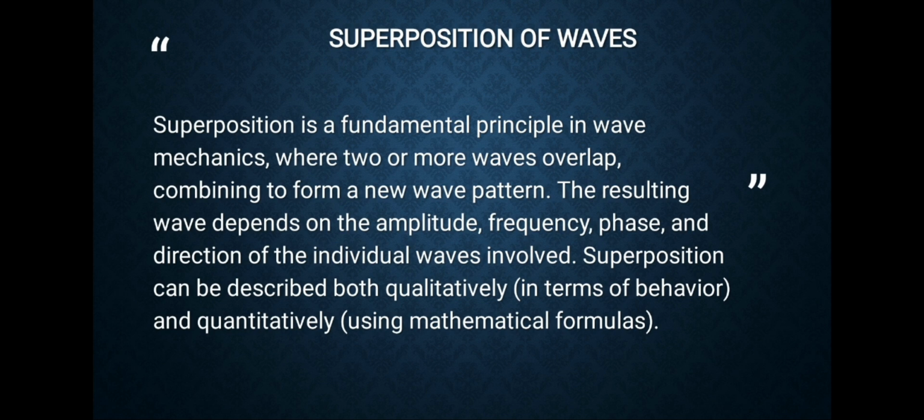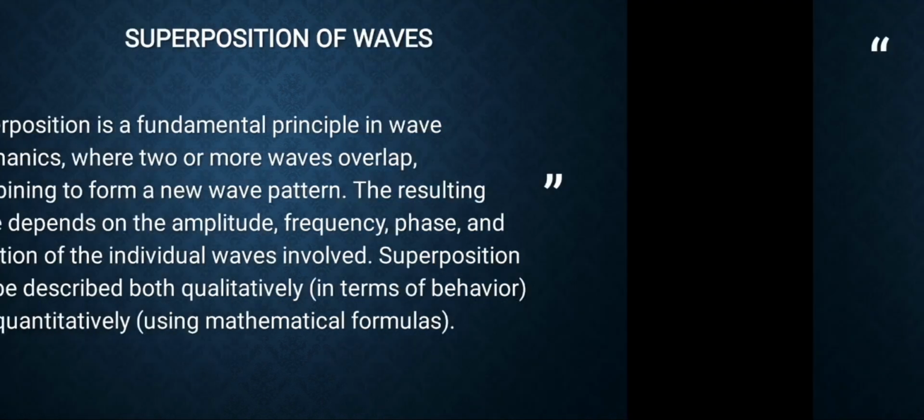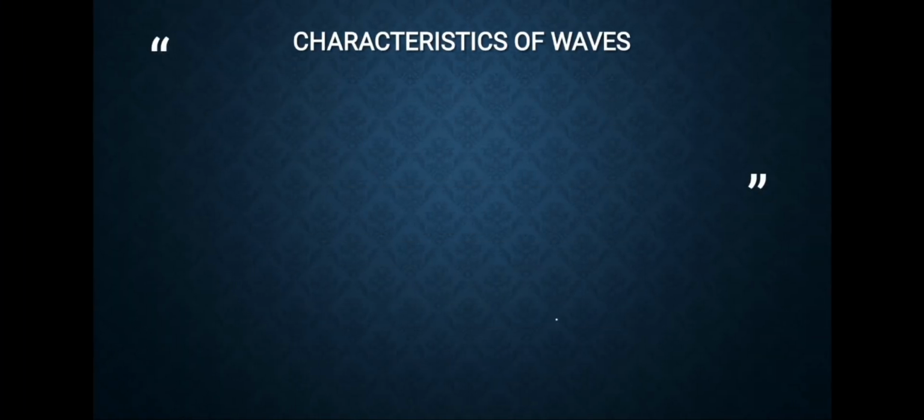When two or more waves meet, they combine and make a new wave pattern. This is called superposition. The new wave depends on the loudness and frequency of each original wave, how the waves match up in timing, and the direction they are traveling. Superposition is like overlapping sounds. For example, if you hear two people talking at once, the combined sound you hear depends on each voice's pitch, volume, and timing.